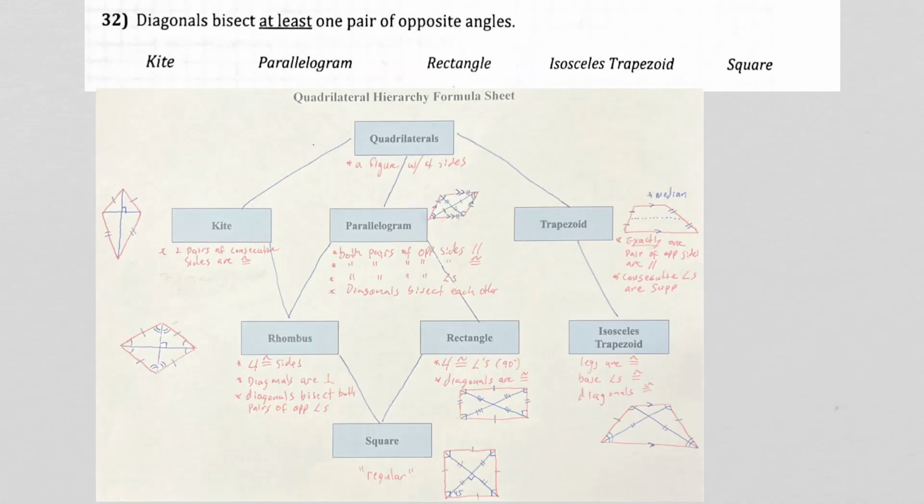Diagonals bisect at least one pair of opposite angles. So this diagonal is going to bisect this and this. So that's true for a kite. That's not bisecting those, but it just says at least one. So that's true for a kite. And then it's going to be true for everything below the kite. A rhombus is not on here, but a square is. So we know it's true for a kite and a square. It's actually not true for any of the other things on here. So just those two. And that's it.